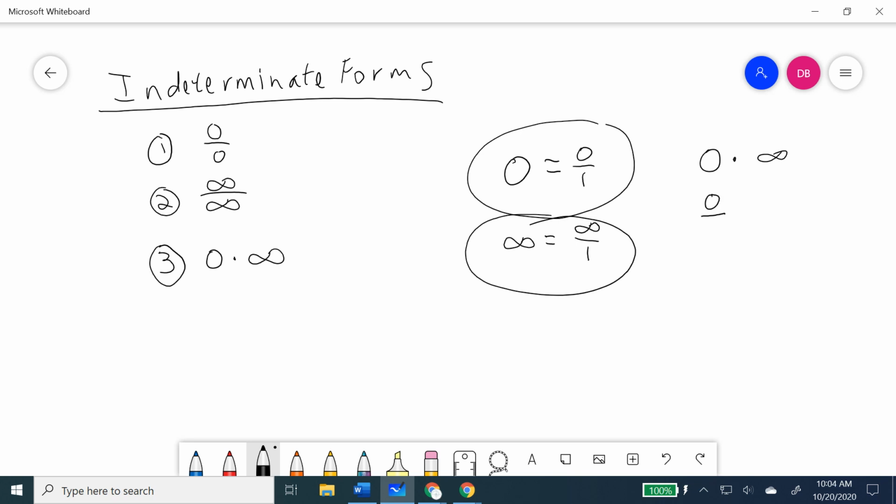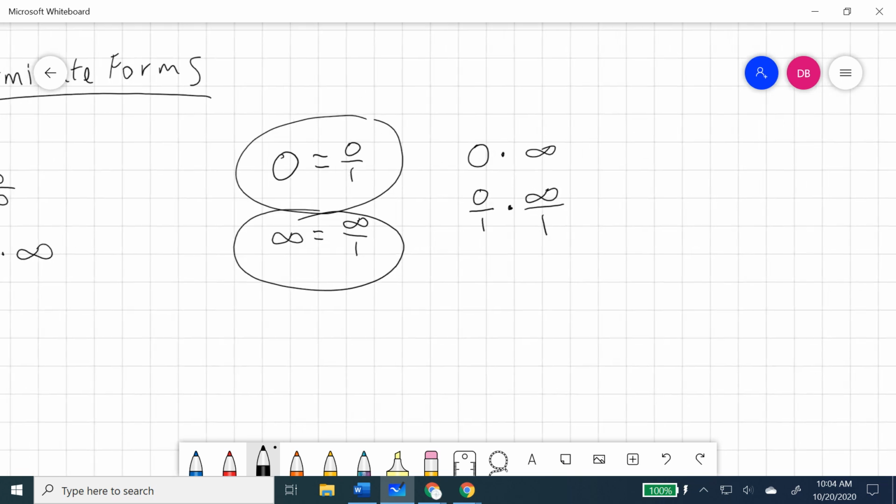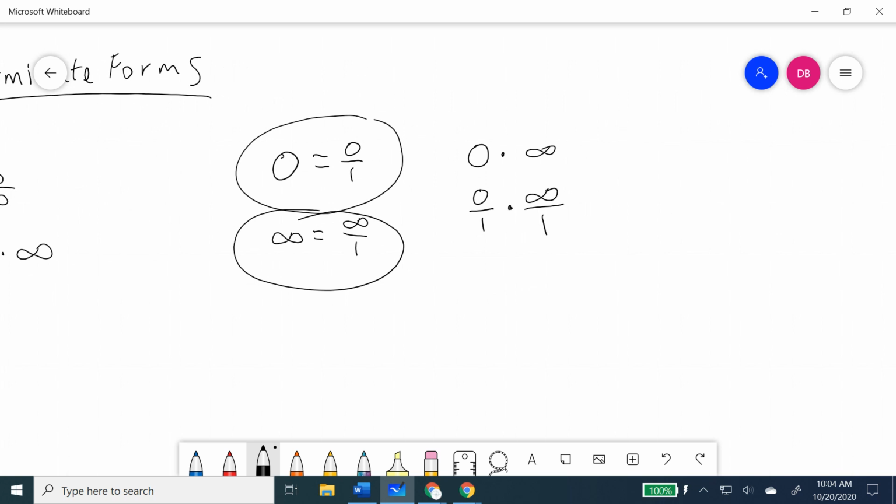0 is the same thing as 0 over 1. Infinity could be written as infinity over 1. Now, carefully watch. I am allowed to move a fraction to the other side by reciprocating it. In other words, if I asked you what is 1 over 1/2, what would you tell me? You would tell me 2.